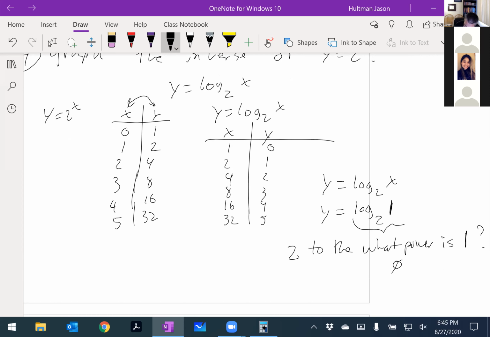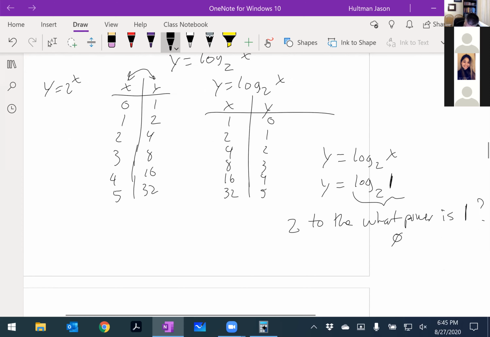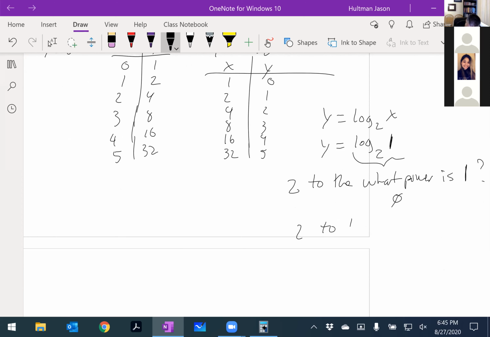2 to the what power is 8? That's what's being asked when I go y equals log base 2 of 8. 2 to the what power is 8? 3. Thank you. Yeah, 3, right?